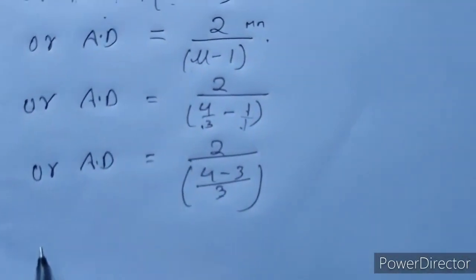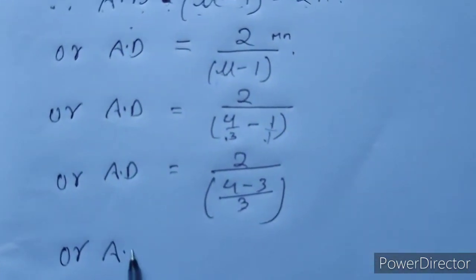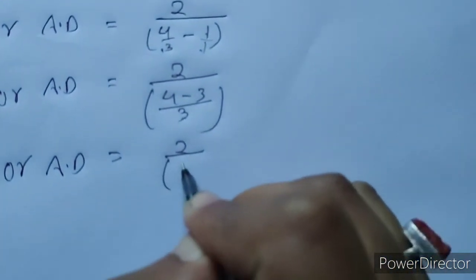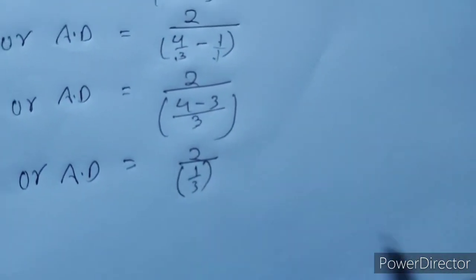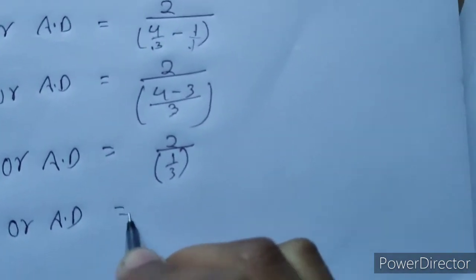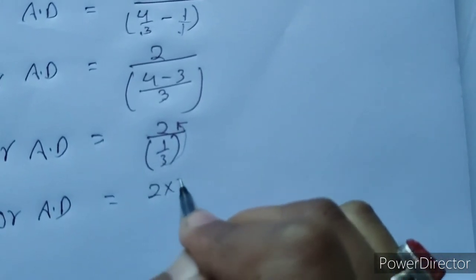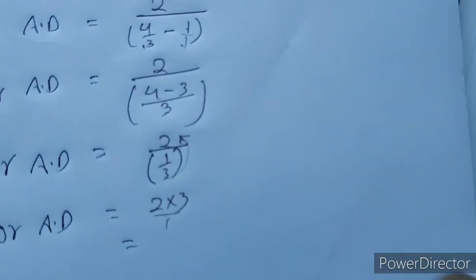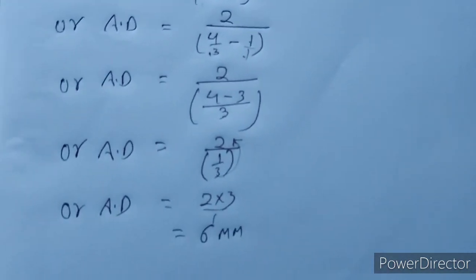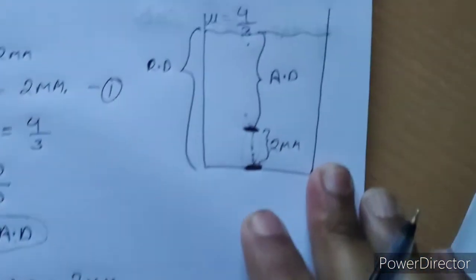This is basic mathematics which you have to know by yourself. So apparent depth equals 2 divided by 1 by 3. The 3 will go up, so 2 into 3 by 1 equals 6 millimeters, since we are doing the numerical in terms of millimeters. So apparent depth is 6 millimeters. Let us go to the diagram.